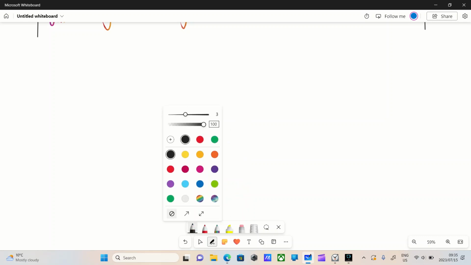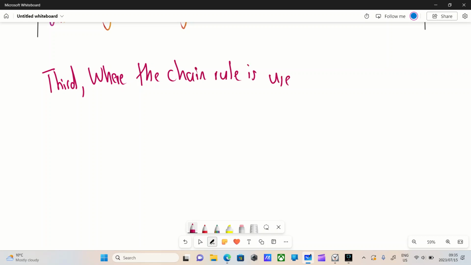Just gonna go here. Let's go with that. Looks cool. So third, this is the situation called where the chain rule is used. This one is very simple.